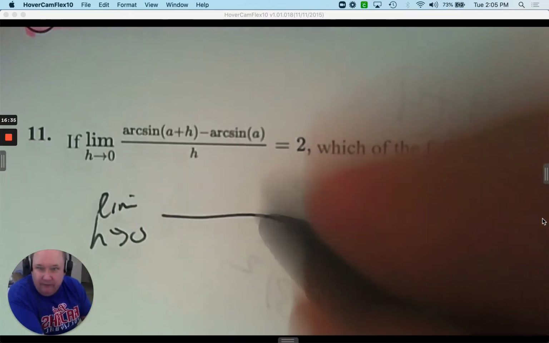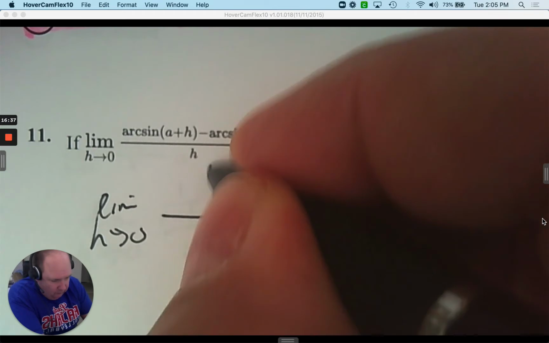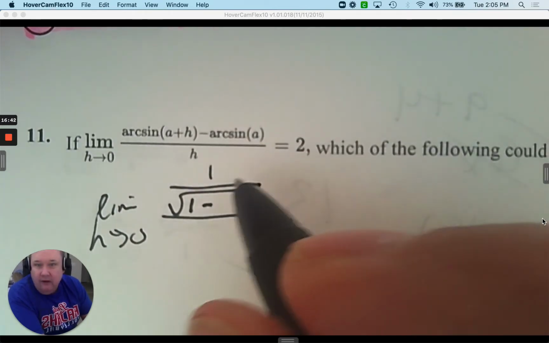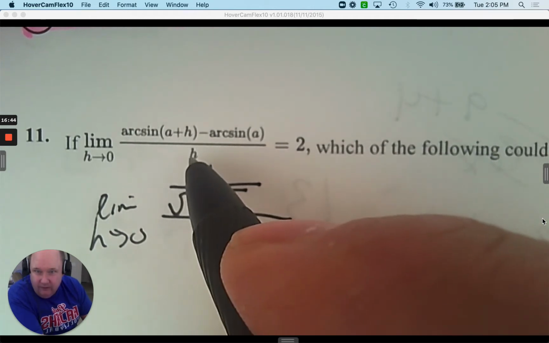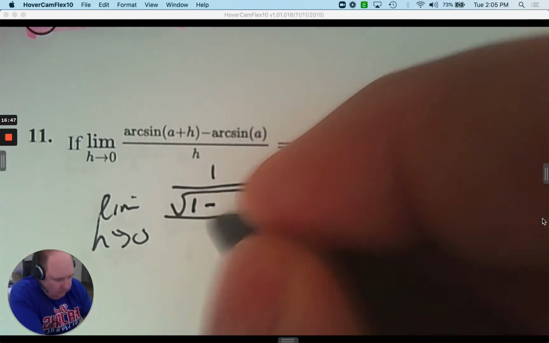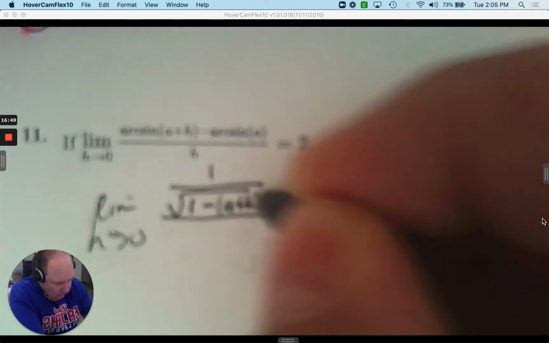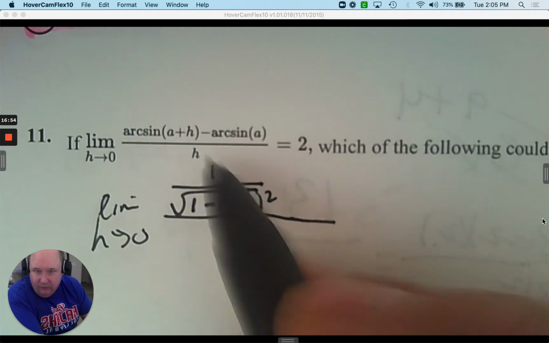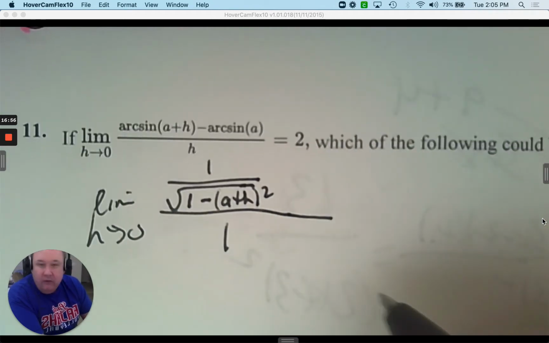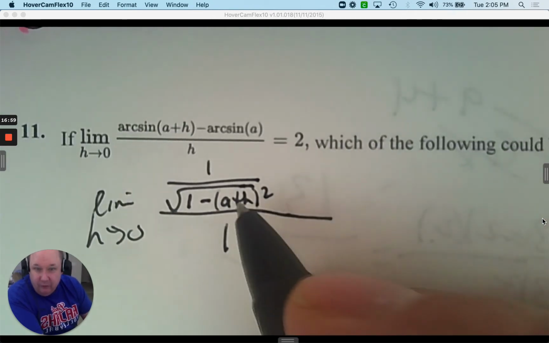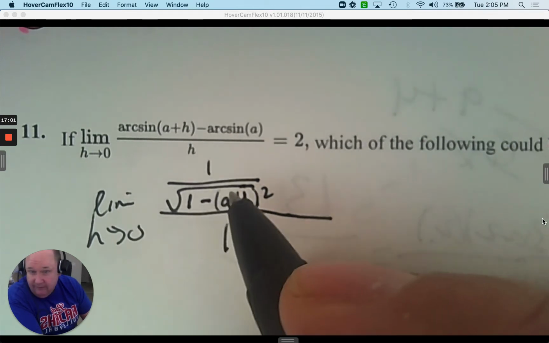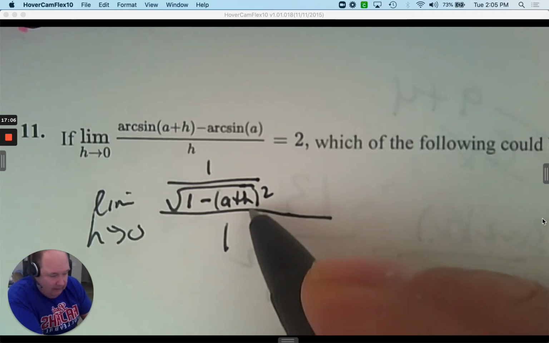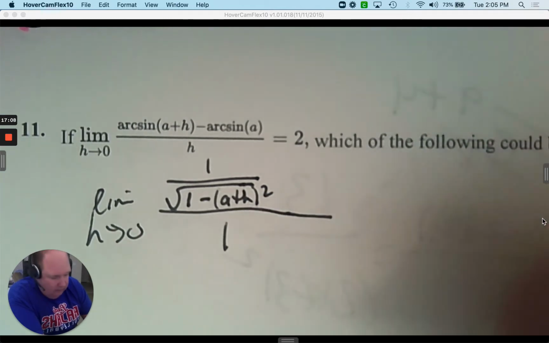The derivative of arc sine is 1 over the square root of 1 minus whatever's inside there squared. So there is the formula. The derivative of A plus h is 1, and the derivative of A is a constant, 0. Anyway, that's the setup. Now when you plug in 0, you get this answer.